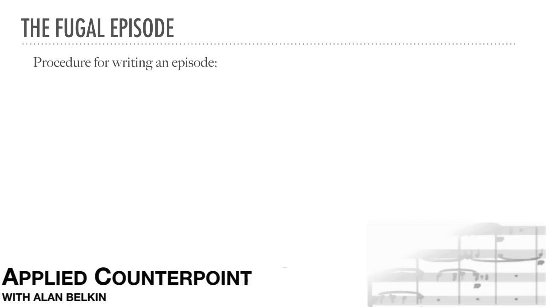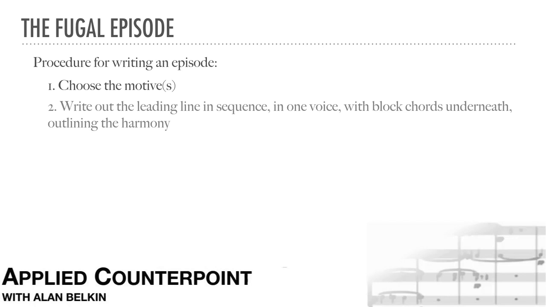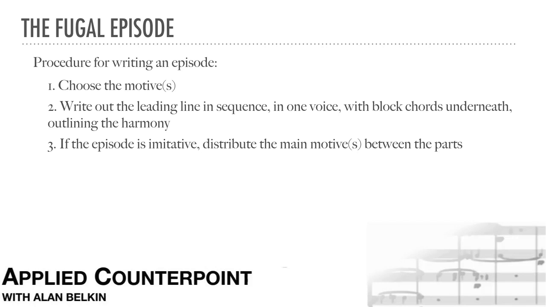Here's the procedure for writing an episode. 1. Choose the motives to be highlighted in the episode. 2. Write out the leading line in sequence in one voice with block chords underneath outlining the harmony. 3. If the episode is the imitative type, distribute the main motive between the parts. 4. Add the secondary parts, making sure to keep the overall texture fairly transparent. And 5. Check the joints before and after the episode to ensure that they flow smoothly.